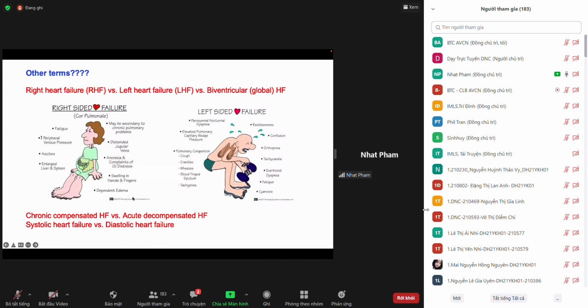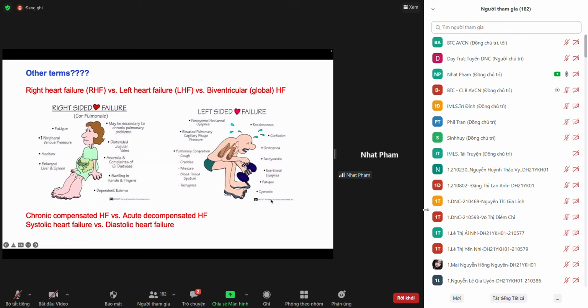Okay, so we also have different terminology when talking about heart failure. We have right heart failure, left heart failure, biventricular heart failure or global heart failure, chronic compensated heart failure, or acute decompensated heart failure. We can also have systolic heart failure or diastolic heart failure.